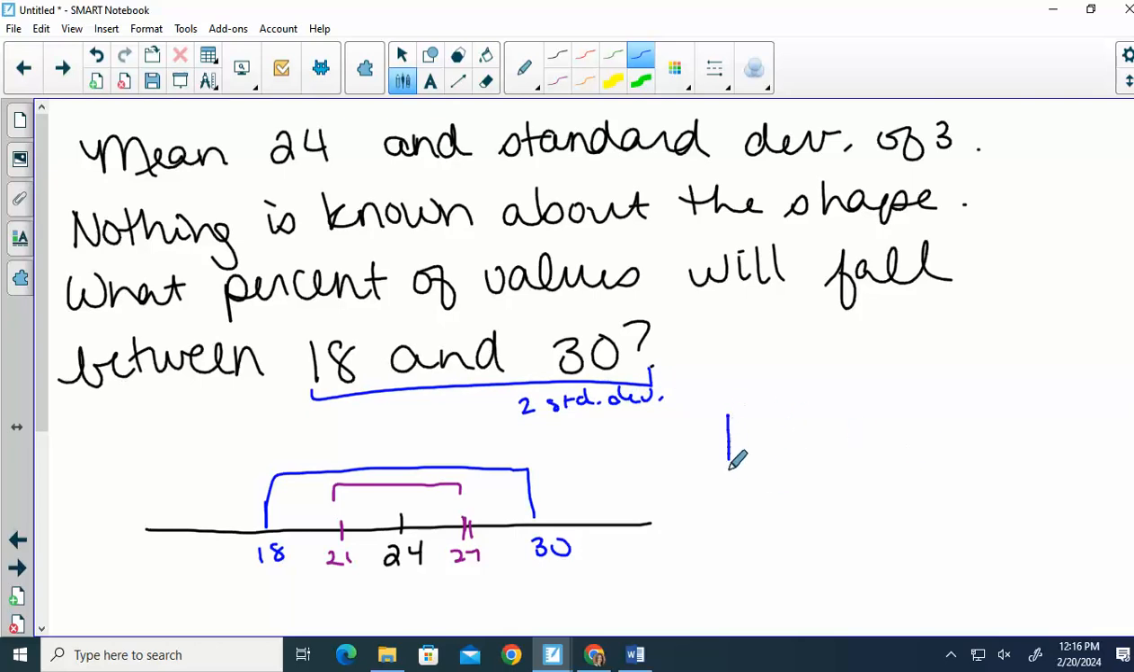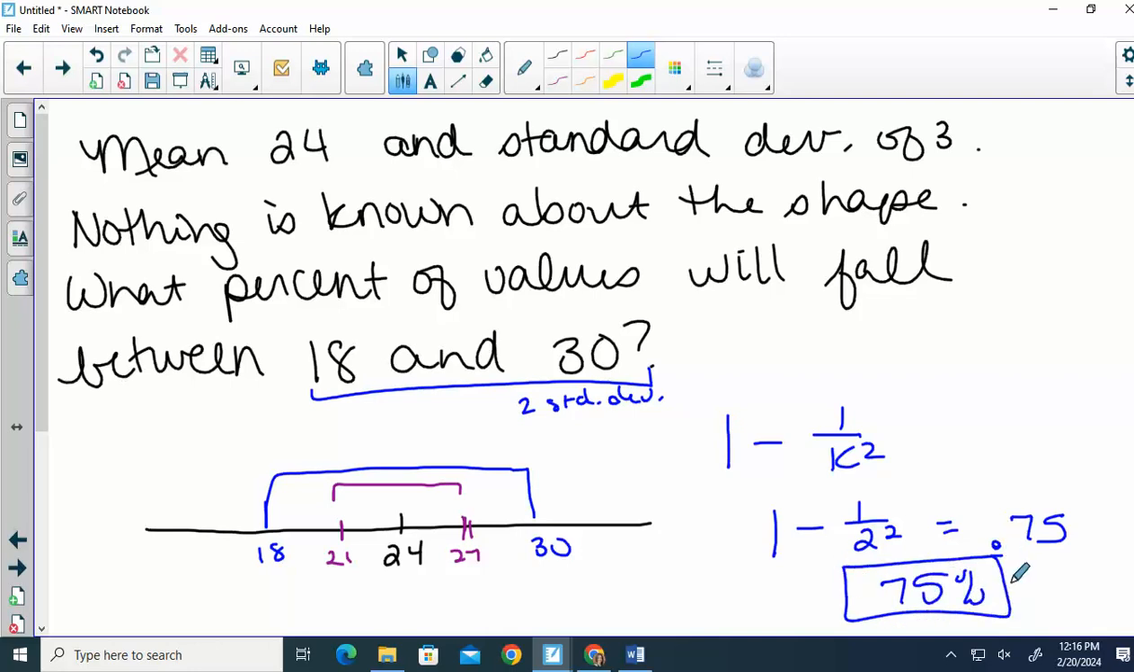So Chebyshev says you do 1 minus 1 over k squared. K is the number of standard deviations. So you do 1 minus 1 over 2 squared. So you get 0.75, so 75%.